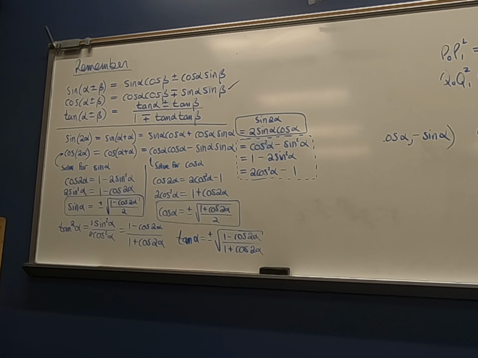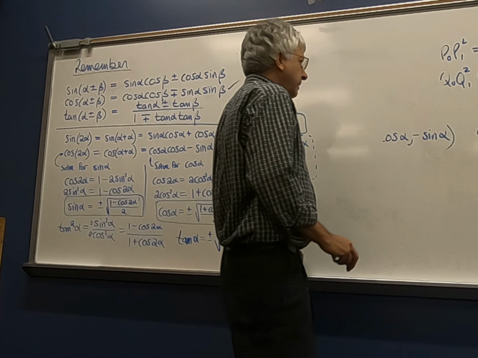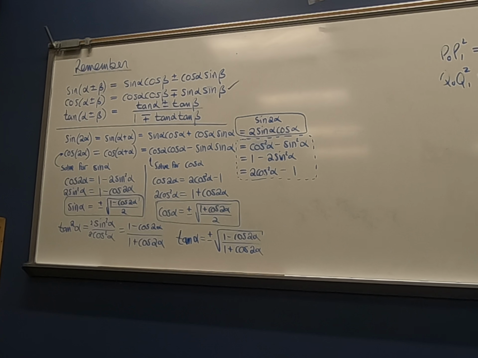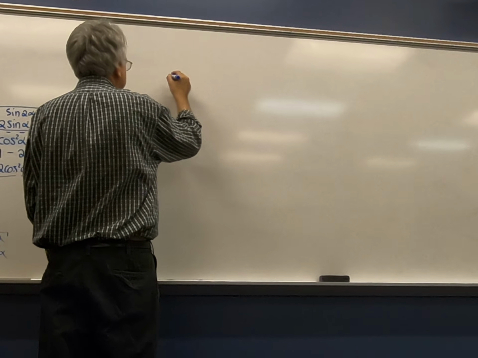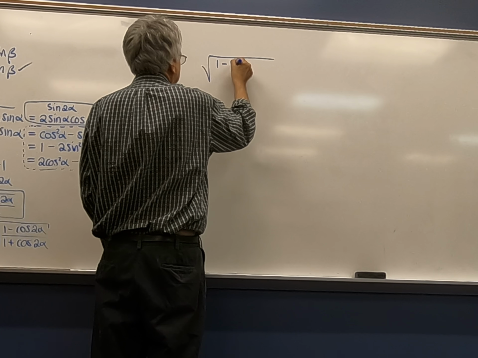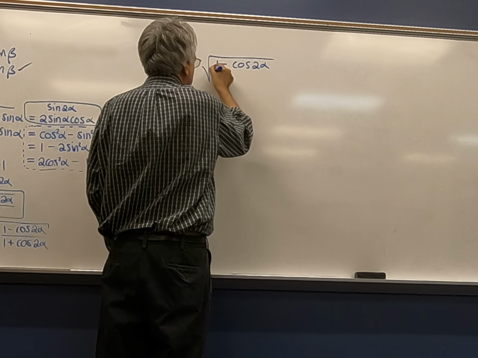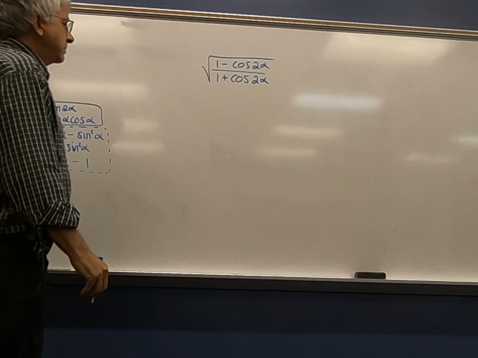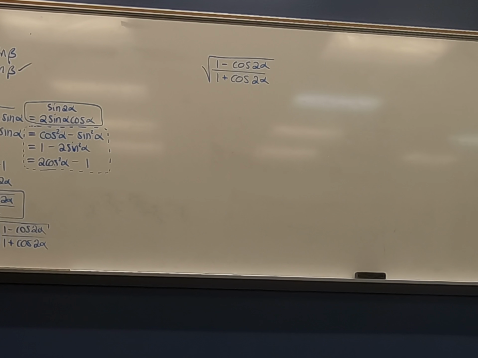which is a little gnarly looking, isn't it? You got this square root with a complicated radicand. But here's what we can do. We've got the square root of 1 minus cosine 2 alpha over 1 plus cosine 2 alpha. Any ideas? Is your Pythagorean sense tingling at this stage?